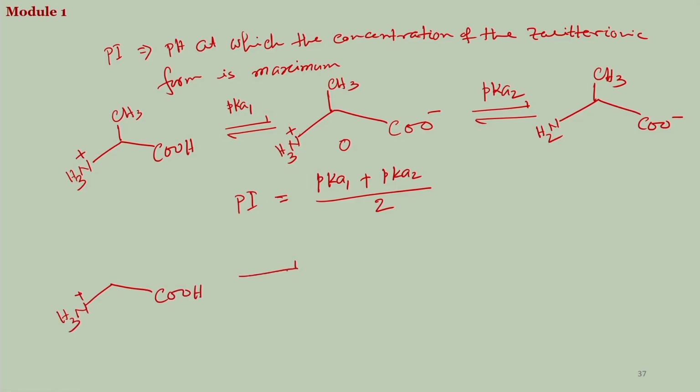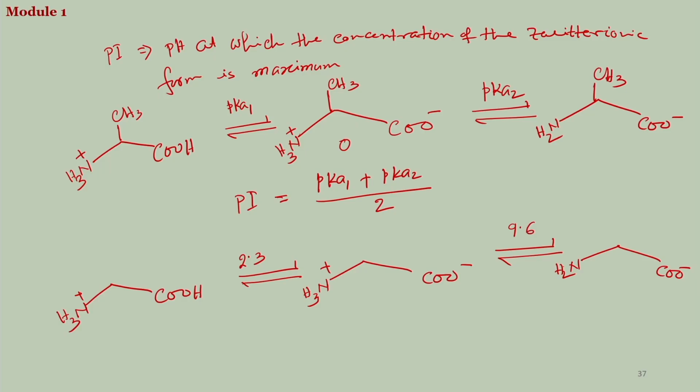Then you can write the same thing, the first one COO minus, NH3 plus, and then this equilibrium, still minus, and this becomes NH2. Now, this pKa value is around 2.3 and this pKa is around 9.6.